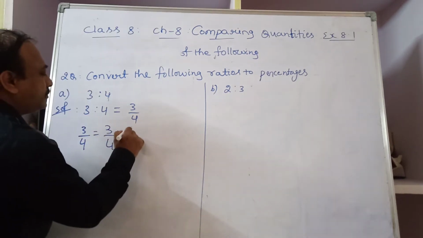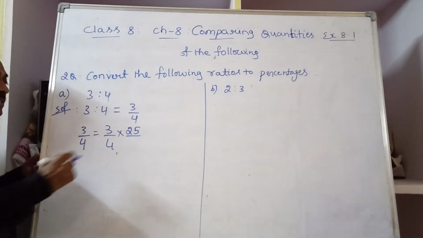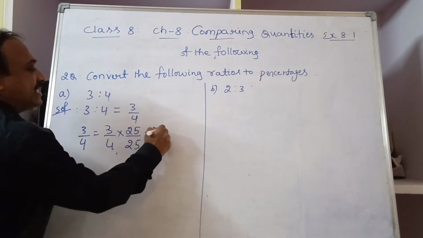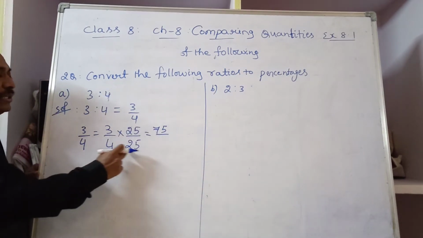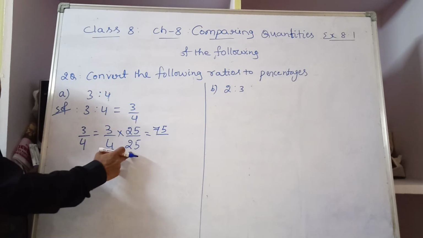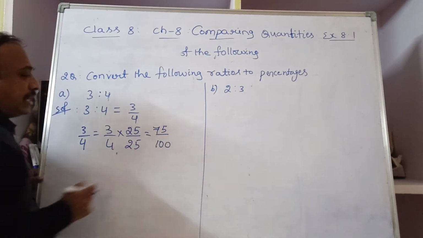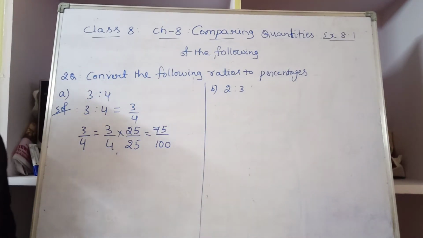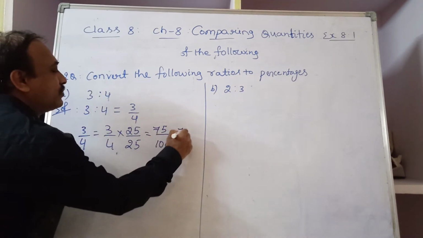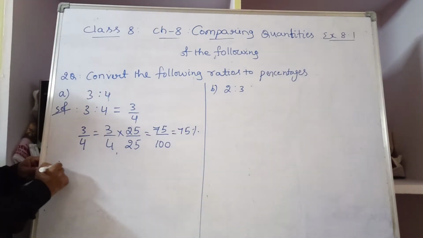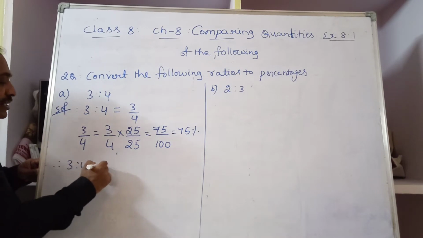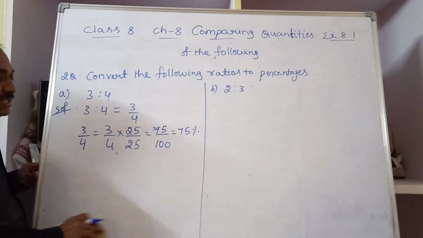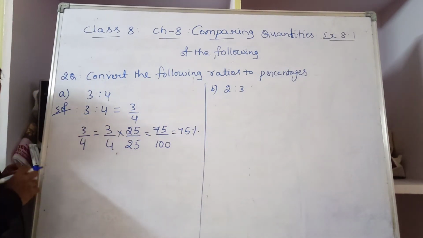Observe it. 25, both numerator as well as denominator, you have to multiply. Now 3 into 25 is 75 by 4 into 25. Observe it, 4 into 25, 25 fours are 100, which is equal to 75 by 100. What is the meaning of that? Yes, 75%. Therefore 3 is to 4 is equal to 75%. 3 by 4 is equal to 75%.